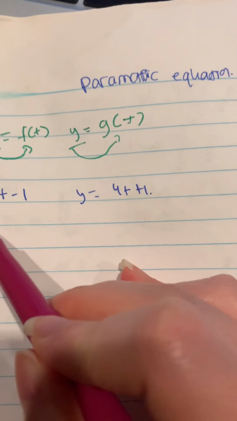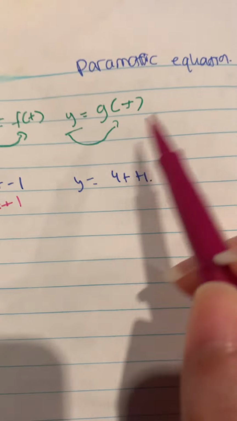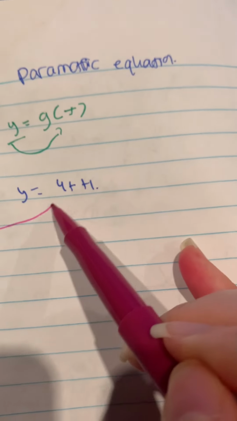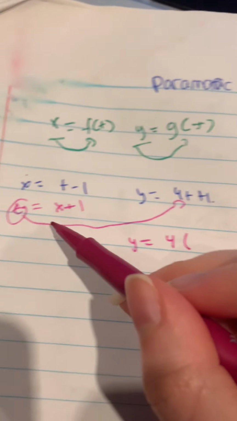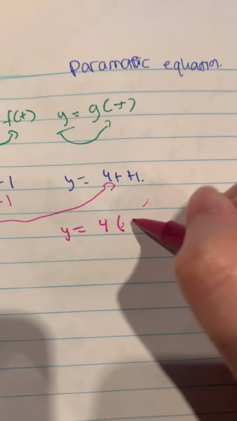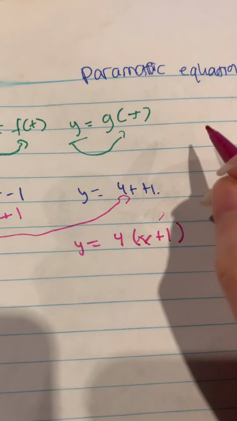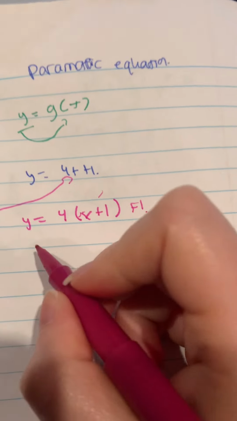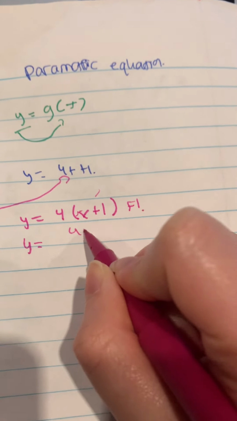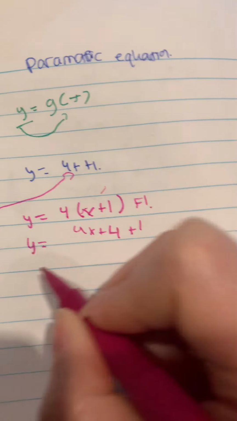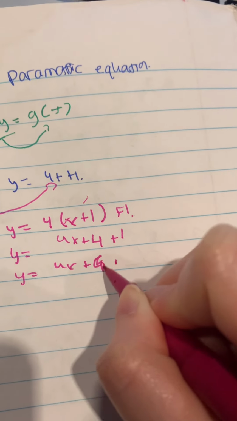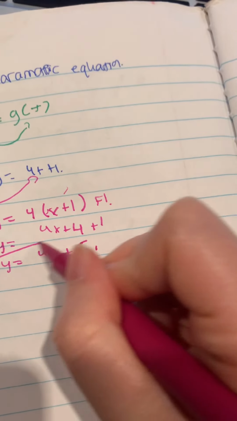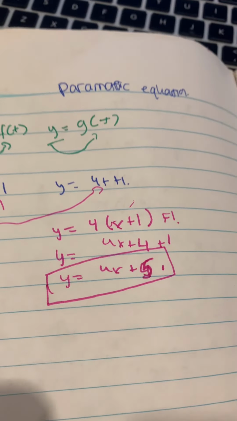We can do t equal to x plus 1, and then we can substitute t into the 4t right here. So we have y equal to 4 times (x plus 1), plus 1. Then y equals 4x plus 4 plus 1, and y will be equal to 4x plus 5. Sorry, 4 plus 1 is 5. And that's how we eliminate the parameter.